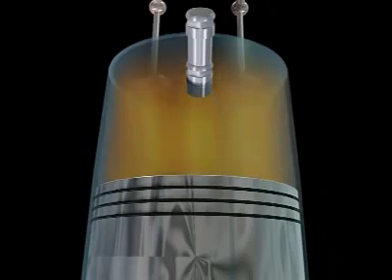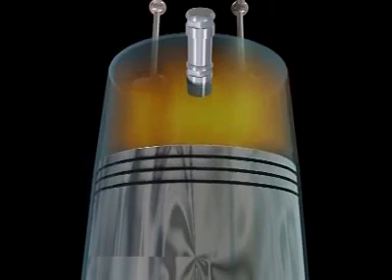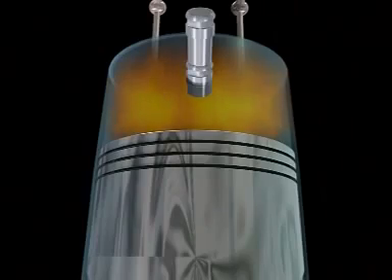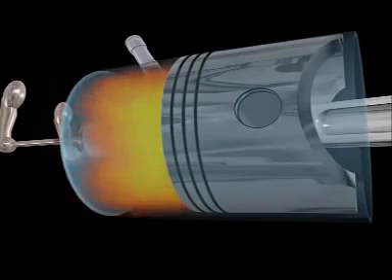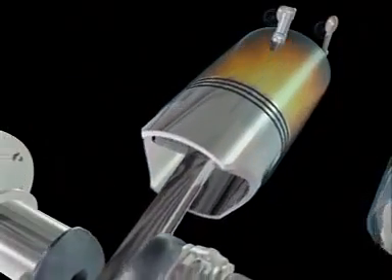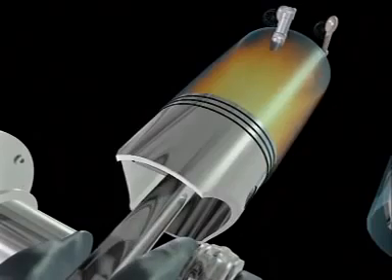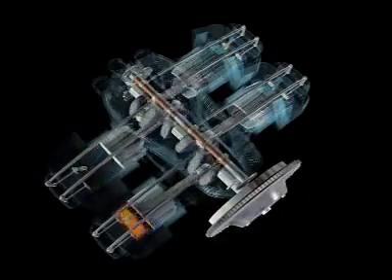As the piston reaches the top of its motion, the fuel and air are highly compressed. At this point, the spark plug ignites the fuel and the mixture starts to burn. The rapid expansion of the burning fuel pushes the piston down, providing the force to turn the crankshaft in the center of the engine.